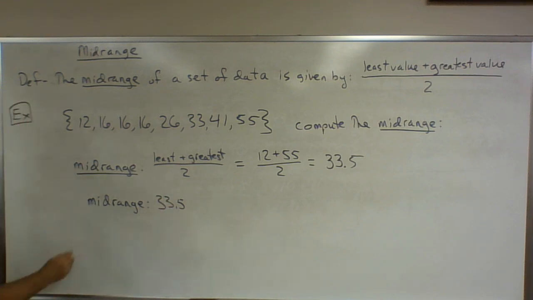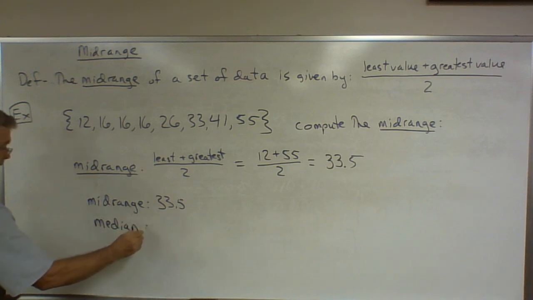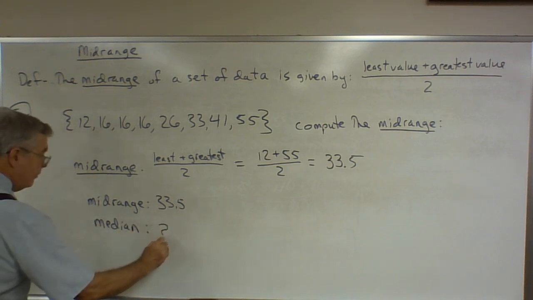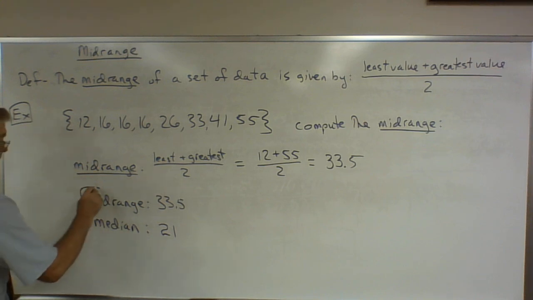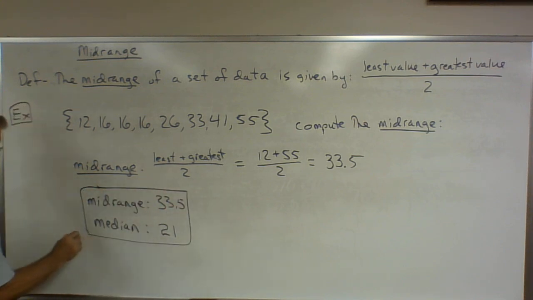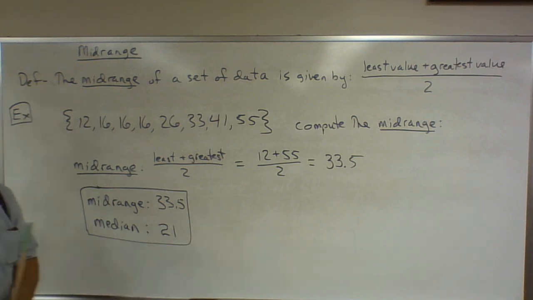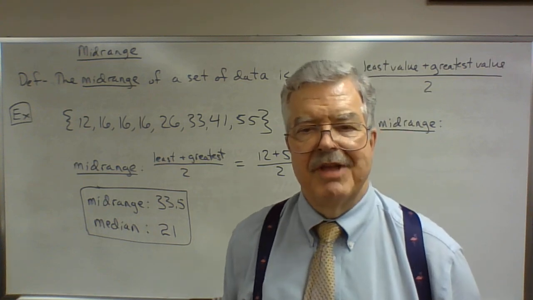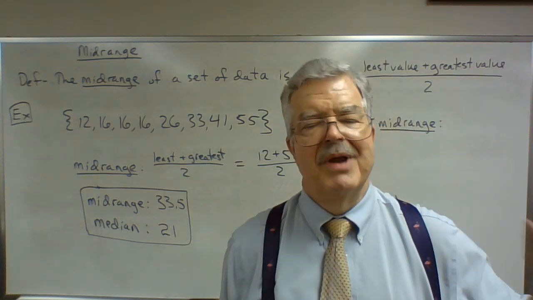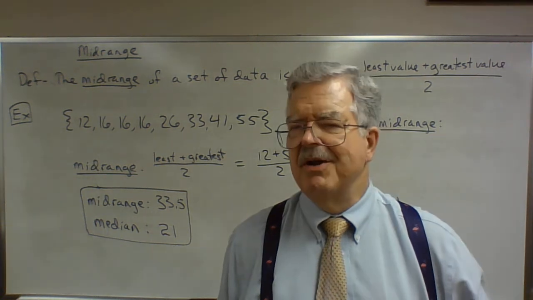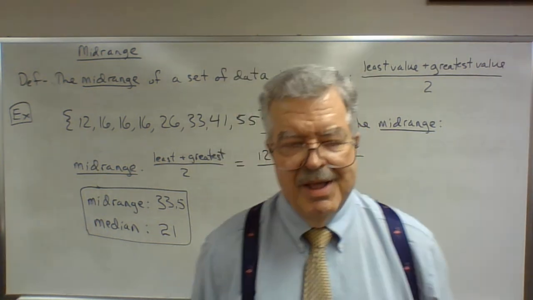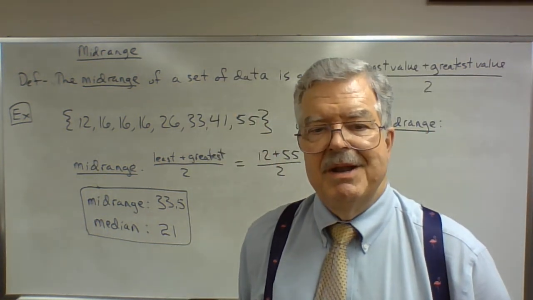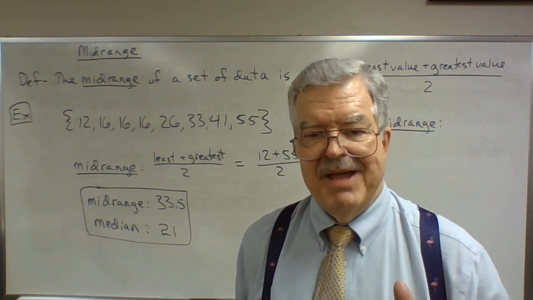And you might remember when we were doing the median, it was 21. Okay. For homework, we have, I don't know, about 5 or 6 examples. We got to do range, we got to do mid-range, we got to do median, we got to do mode, we got to do arithmetic mean. So have at it and enjoy it.